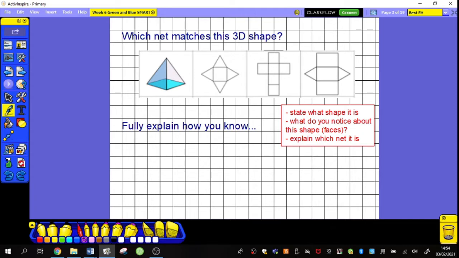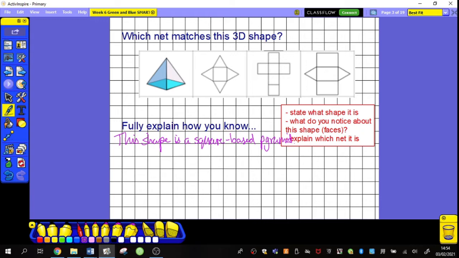First of all, I can see that I have a pyramid, and I'm looking at its base and it's square, so therefore it's a square base pyramid. So this shape is a square base pyramid. Right. What do I notice about this shape?